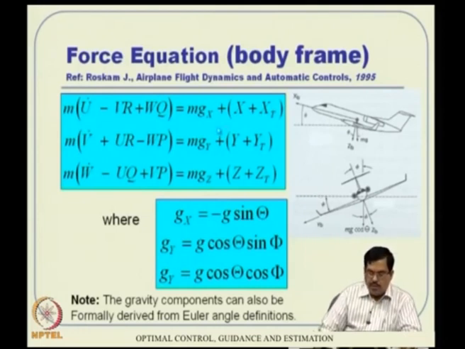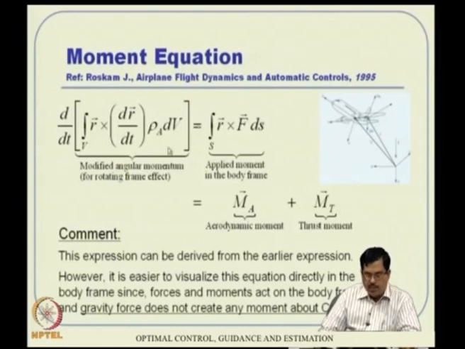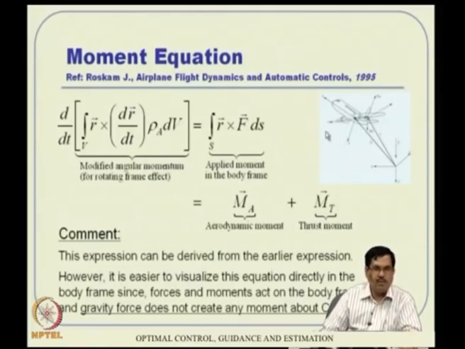Now, these are all about the force level equations. What about the moment level equations? Again, the moment level equation we have seen, this is the left hand side of the equation. This can be derived from the inertial frame to the body frame through certain algebra, and you can see those details in this particular book. But I will try to simplify the matter by directly applying these forces and moments in the body axis itself. Remember that the resulting moment of the gravitational field about the center of mass is 0, because it is a uniform gravitational field anyway.